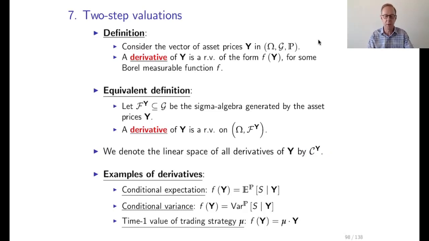Now we consider some examples of derivatives. The first one, f(Y), is the expectation of S given Y. If we attach to any claim S its conditional expectation conditioned on the financial information that will be available at time one, that's a derivative. Another example is the conditional variance. The variance of S given Y, attached to any claim, is of course a function of Y and hence is a derivative. The time one value of a trading strategy μ is also a derivative. f(Y) equal to μ times Y is a derivative because it's a function of Y.